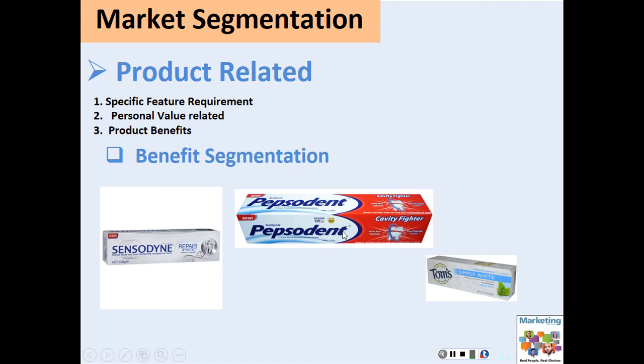Whereas Pepsodent is targeting people who seek cavity fighting. The principal benefit these consumers seek is cavity fighting. Whereas here, it says repair here, so probably it also has to do with gum repair. But more than that, the gums are sensitive. They get the feeling of sensation when you use a usual brand of toothpaste or any other brand of toothpaste. So these people are seeking a toothpaste that will not give unpleasant or intense sensation to their teeth.